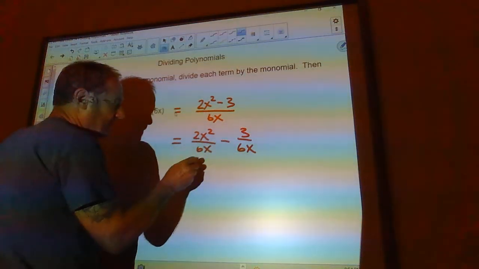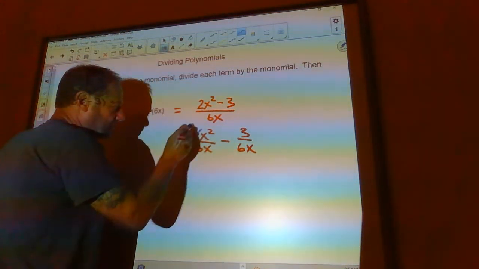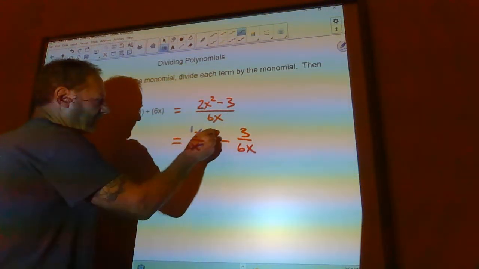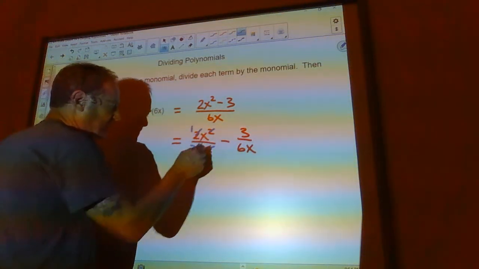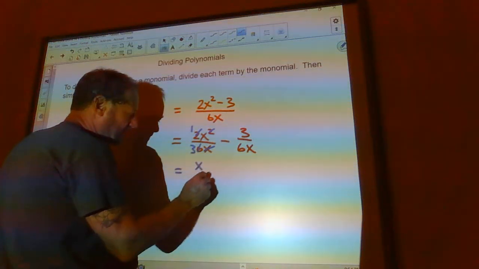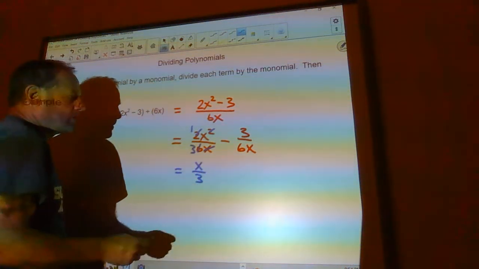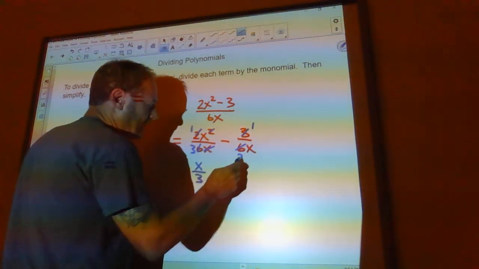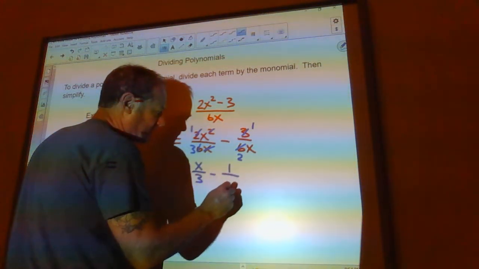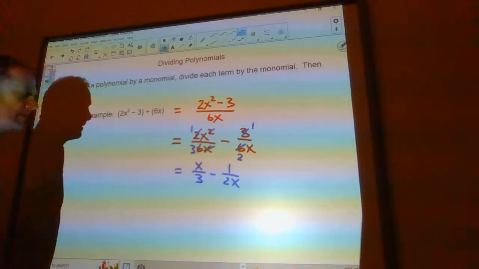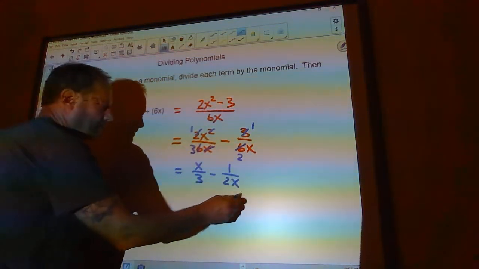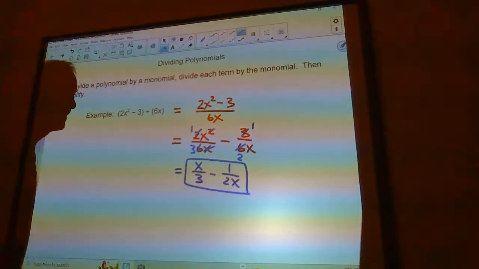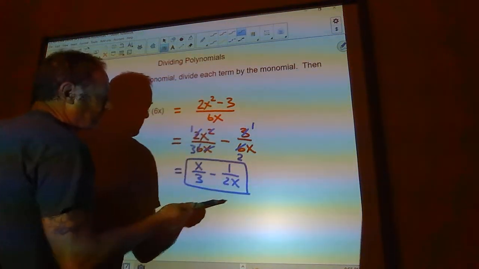So let's see, 2 will cancel here and leave you 3. And the x will cancel one of those and leaves you with just an x on top and a 3 on the bottom. Over here, the 6 will cancel with the 3, and you just get minus 1 over 2x. And you're done. Unless you're interested in getting a common denominator, which would take you right back to here, so you're done simplifying.